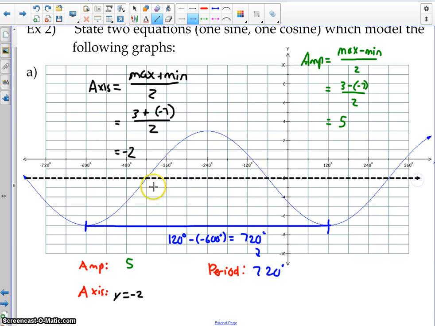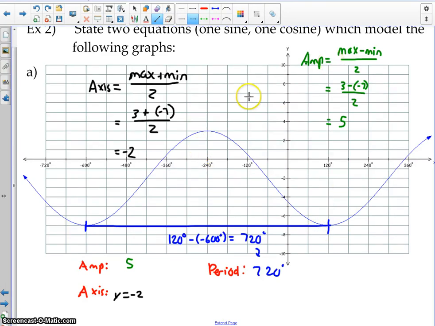Okay, now, if you can't necessarily look at it from a graph, remember that you can always calculate it from the max and the min. It's going to be halfway between the max and the min, so max plus min divided by 2. So my maximum value is 3, my minimum value is negative 7. Add together, divide by 2, you get y equals negative 2.